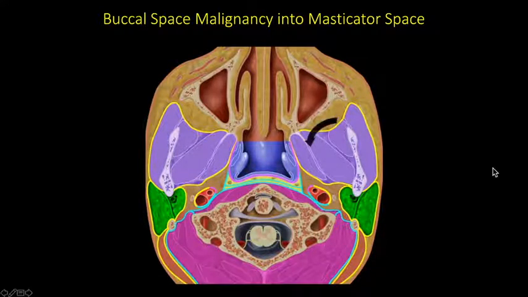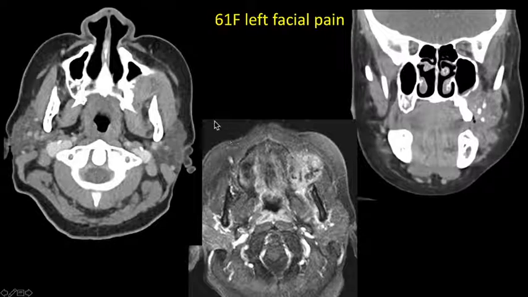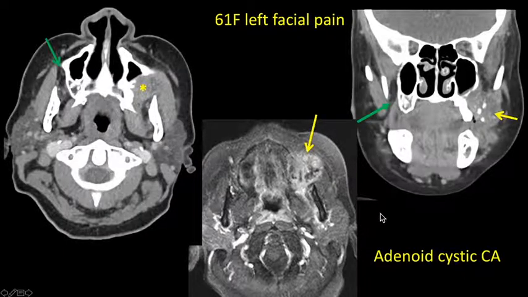Buccal space malignancy can get into the masticator space so very easily. It can go posteromedially, or it can go laterally. So I'll show you an example. This is a 61-year-old with a left facial vein. The green arrow first to show you the normal buccal fat, then the yellow asterisk showing you the mass in the left buccal space, and you can see it involving the pterygoids, and going laterally to involve the masseter. In the coronal CT image on the right-hand side, I have the green arrow showing you the normal buccal fat, and the yellow arrow showing you this mass, which has some little calcifications. Here it is on the post-contrast fat set T1, heterogeneously enhancing, involving the masticator space here, and also the masseter laterally. This was an adenoid cystic carcinoma as well.